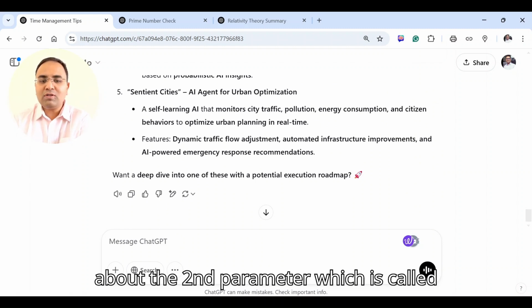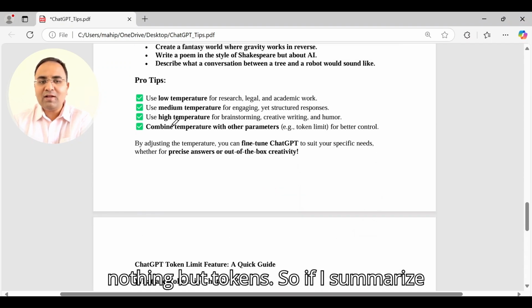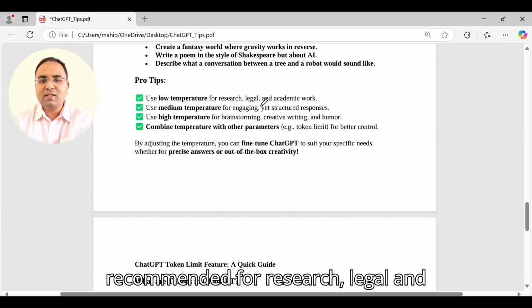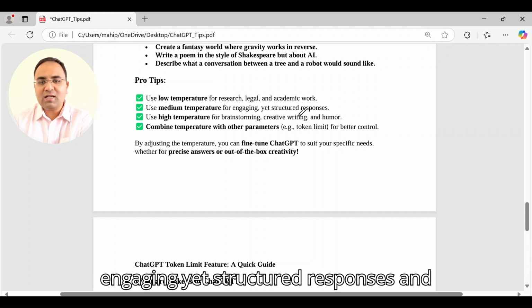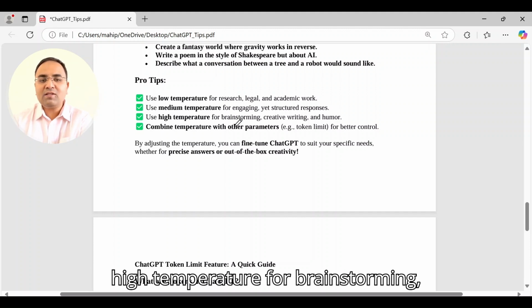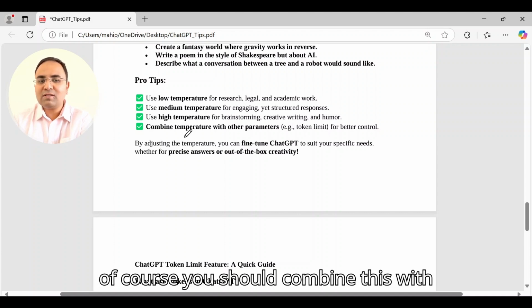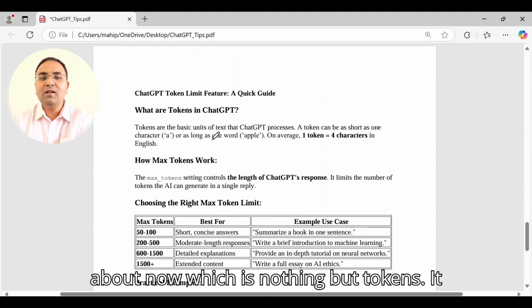Now let's talk about the second parameter, which is called tokens. If I summarize this, then low temperature is recommended for research, legal, and academic work. Medium temperature for engaging yet structured responses, and high temperature for brainstorming, creative writing, and humor. And you should, of course, combine this with other parameters, which I am going to talk about now, which is nothing but tokens.